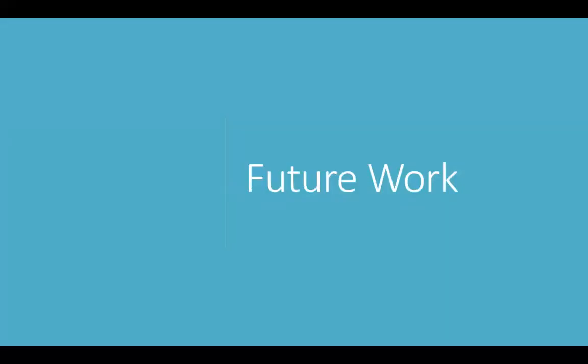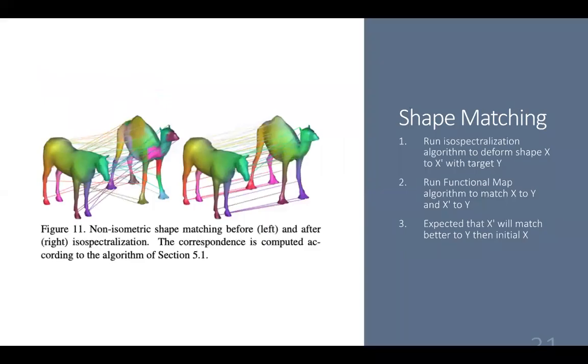So now we're going to talk about our future work. One of the future works that we would like to get done is shape matching, which is using our algorithm to deform a shape X to X prime with a target of Y. So in this case, horse would be X and camel would be Y. And we would deform X to an X prime with our algorithm with the target of camel. And now we could run our functional map algorithm and compare the matches between X and Y, X being the undeformed shape, and X prime and Y, X prime being the deformed shape. And we expect that X prime will match better to Y than the initial X. And here is just a picture of that case.